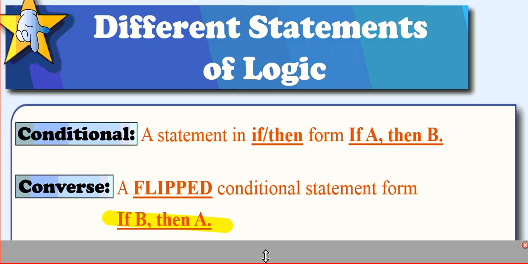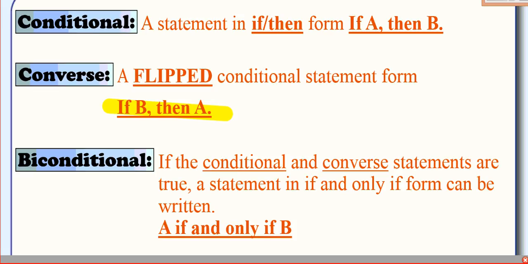So there's another thing called the converse. And that's just where you flip the conditional statement: if B, then A. And if a conditional and the converse are both true, you can write that statement in if and only if form. That's called a biconditional. If and only if, biconditional.